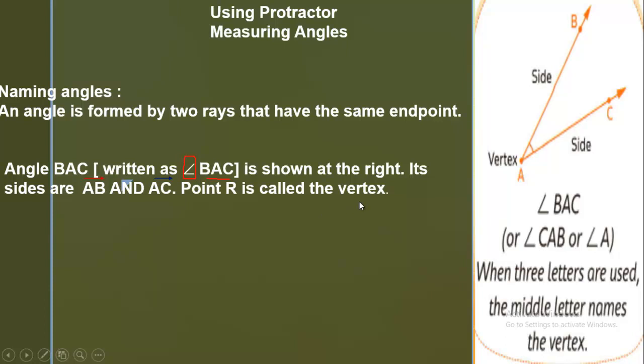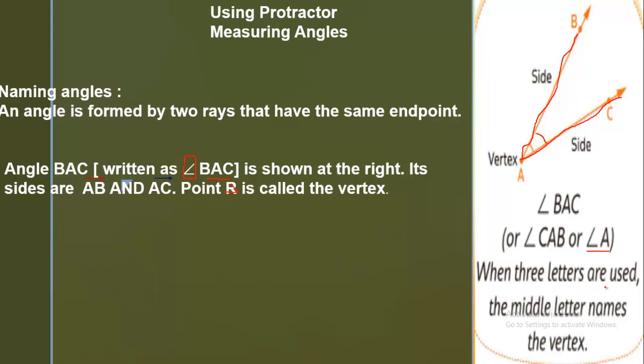Point A is called the vertex of the shape. Here we have angle A. We can call it CAB. We can call this angle CAB, or we can call it BAC. This angle we can call by these two names. We can call it BAC or CAB, or we can write it as angle A.